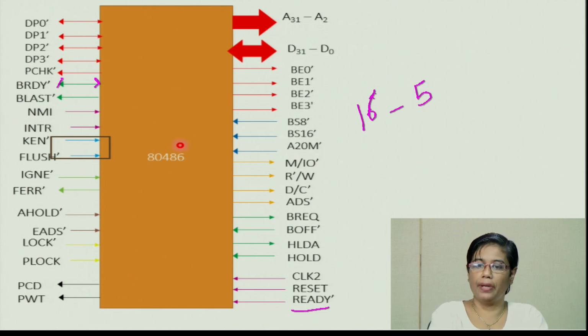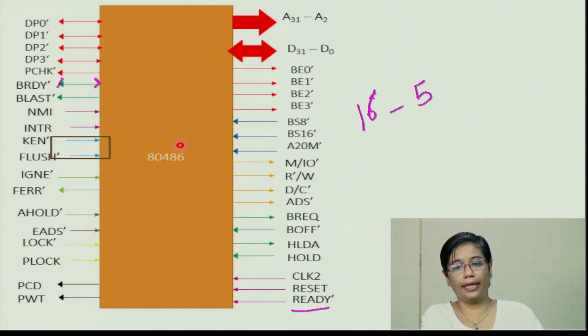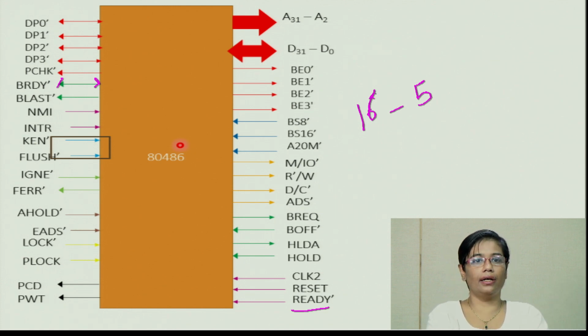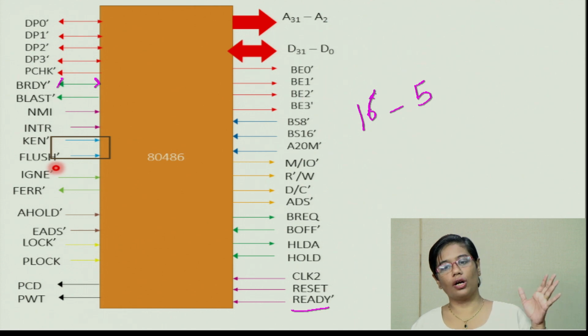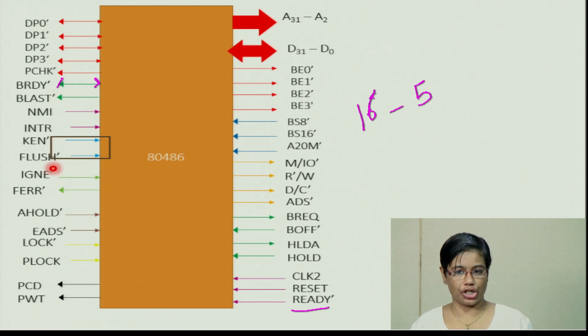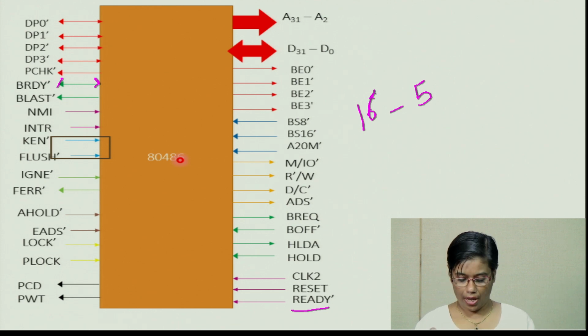When this signal is made low, the internal 8 KB cache is activated. If this signal is made high, the internal 8 KB cache is disabled. So it's used for enabling the internal cache. There is a flush signal which is used for clearing the internal cache completely. So if you want to have the contents of the internal cache completely cleared, the flush signal is made low. When it is made low, the internal cache contents are completely cleared.